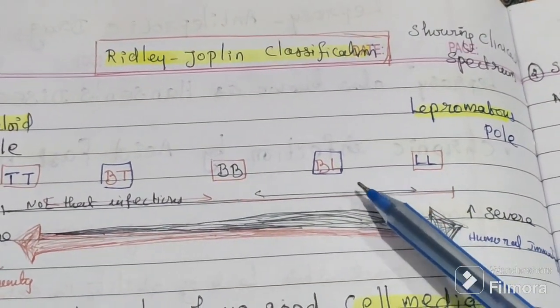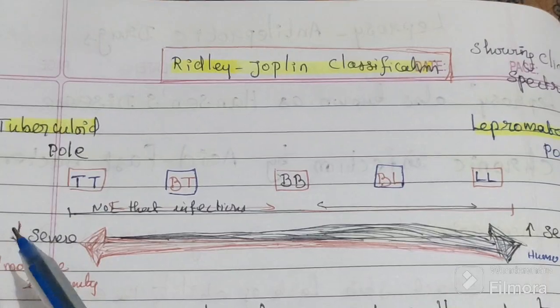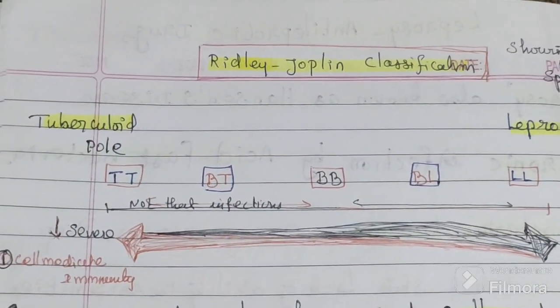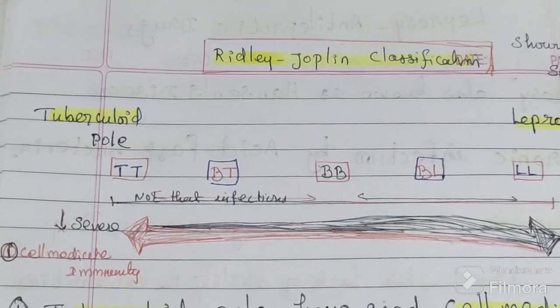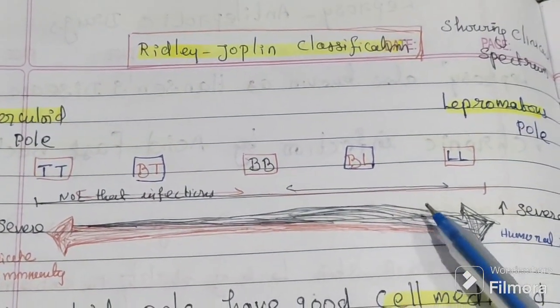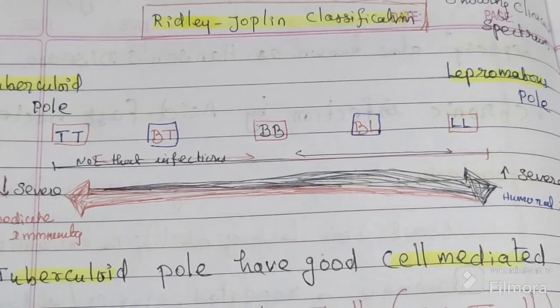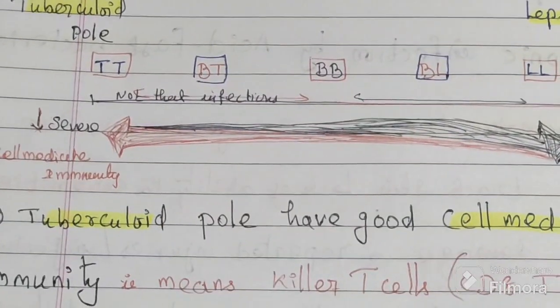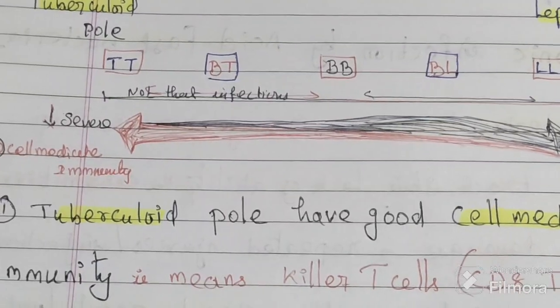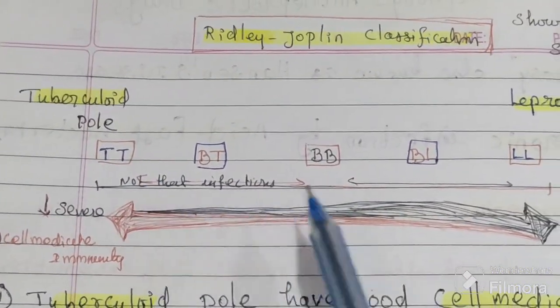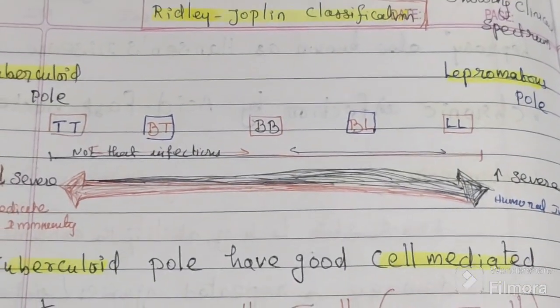Between tuberculoid and mid-borderline we have borderline tuberculoid, and between mid-borderline and lepromatous we have borderline lepromatous. Totally there are 5 different types of leprosy. We are starting from the less severe to the more severe form.